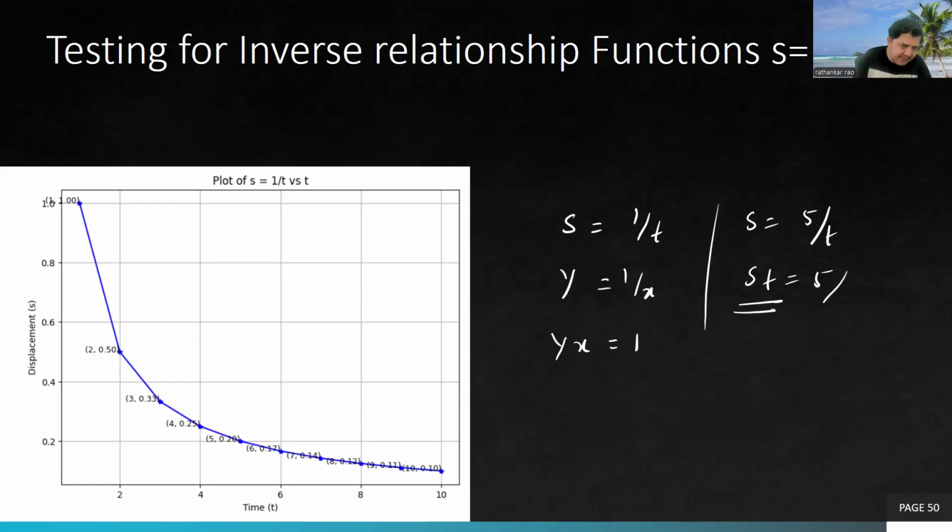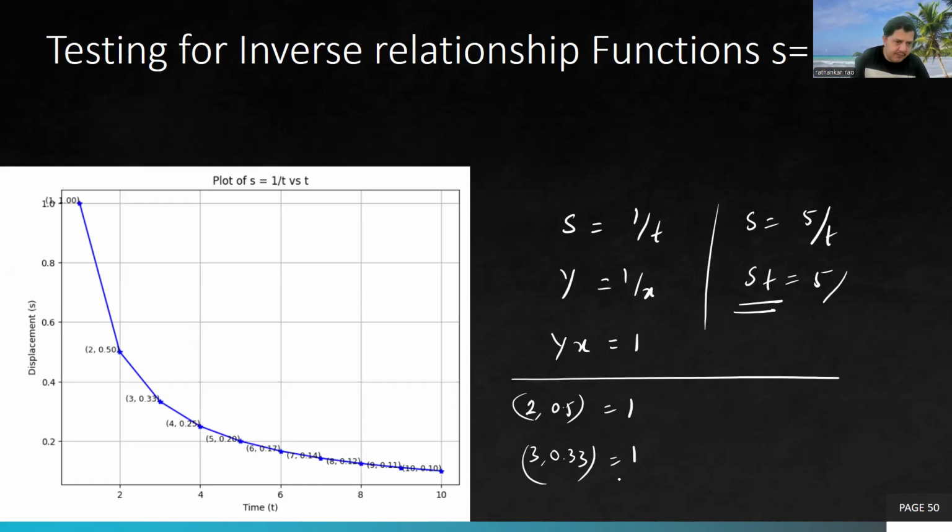Now let us take up points, for example, 2 and 0.5. You have 2 comma 0.5, which is already present. The product of these two should be equal to 1. You take this one here, 3 and 0.33. What is this value? This is also equal to 1. Then 4 and 0.25, 4 comma 0.25, which is also equal to 1, right? So for every pair of points that I have shown here, the product of these two will definitely be equal to 1.